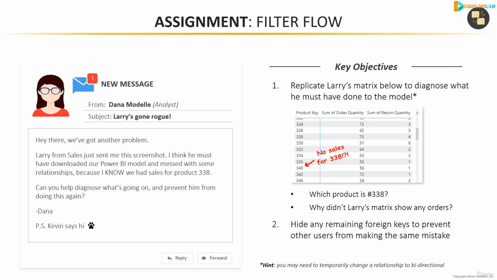Larry's called out that he's not seeing any row, any record showing sales for product 338. So we'll look at our data view and figure out which product number 338 actually is, and then try to explain why Larry's matrix didn't show any orders for that product. And then finally, we're going to hide some foreign keys. So let's jump into Power BI and see if we can make this work.